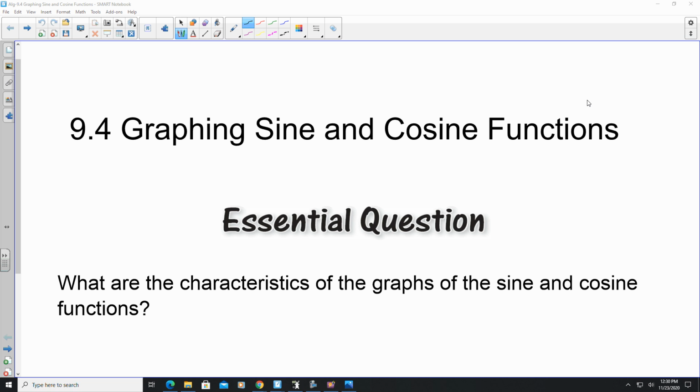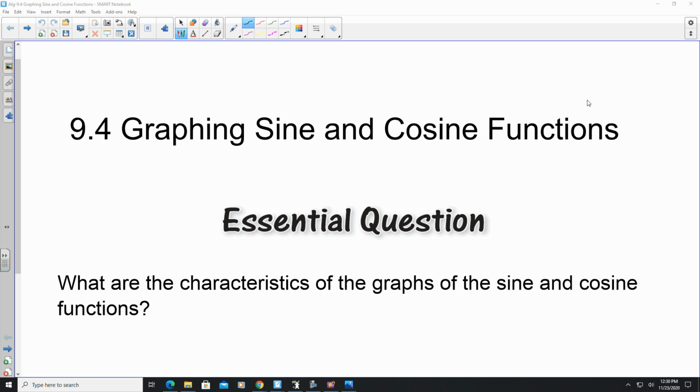All right, we are going to be looking at trig functions graphed on a coordinate plane. It's going to look different than what we've done in the previous lessons because what we are going to do is kind of understand what a sine and cosine graph looks like and how it ties in to the unit circle.